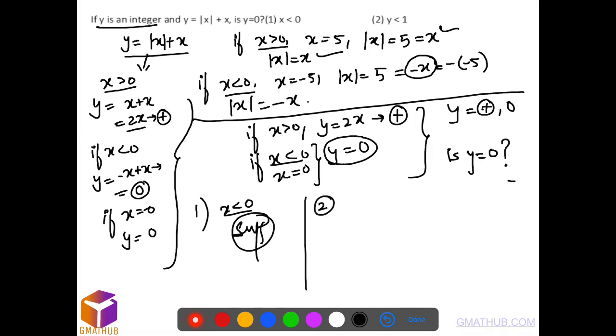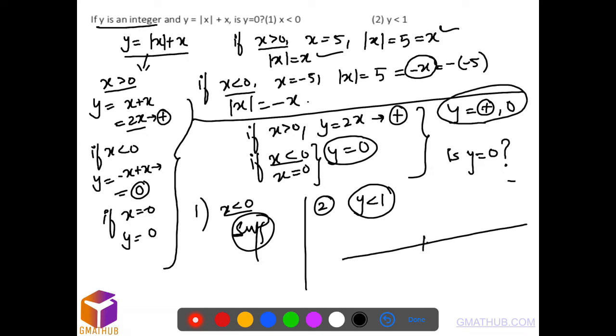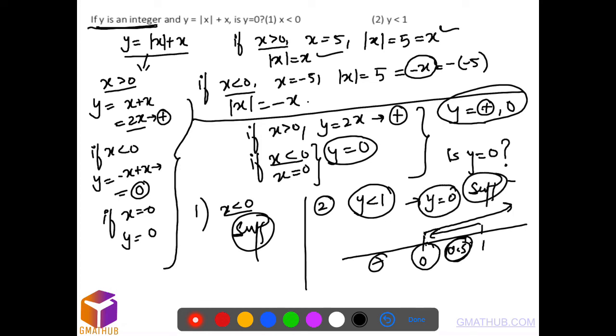Now second statement, y is less than 1. Now what values can y take? Positive or 0. That means y can only be to the right of 0. Second statement says y is less than 1. Now less than 1 can be 0.5 or 0, but not negative, because negative is not a possibility for y. But if you see y is an integer, so it cannot take 0.5 as a value, it can take only 0 as a value. So y is 0. This is also sufficient. D is your answer.